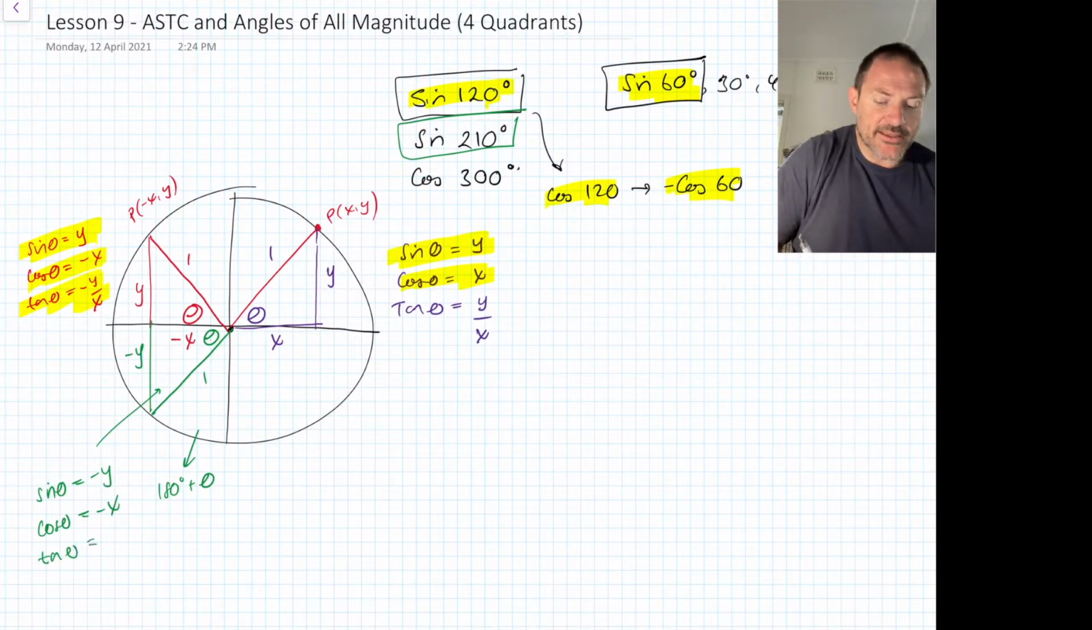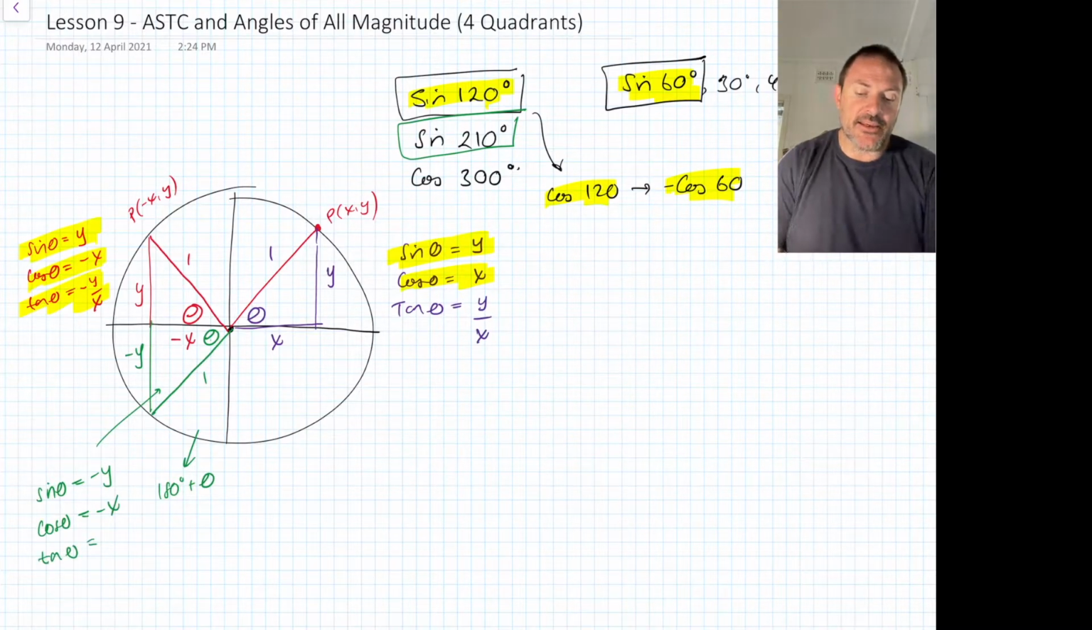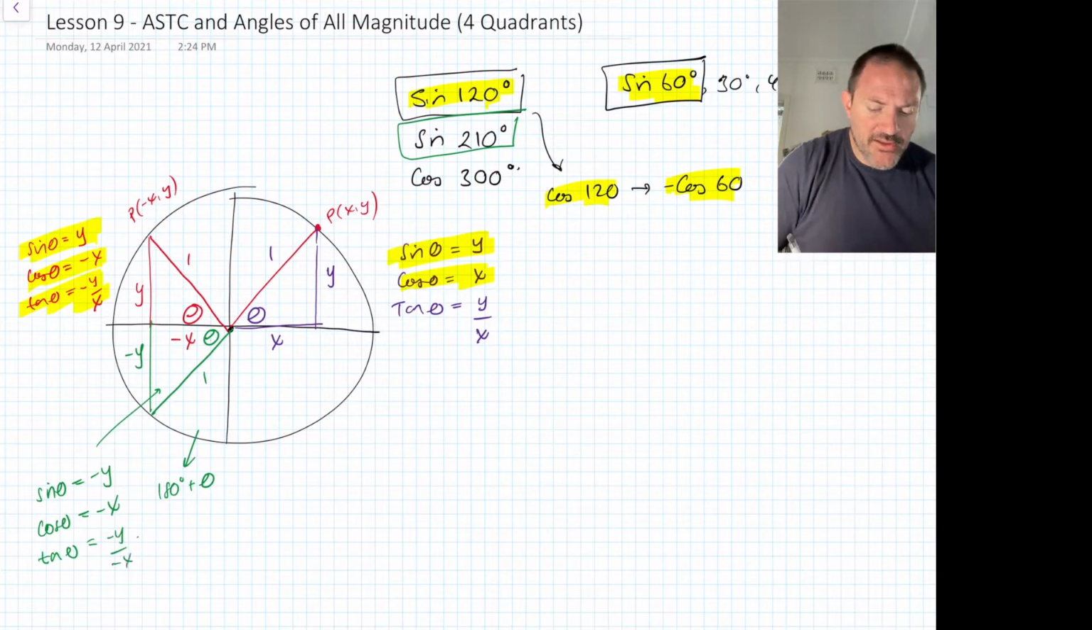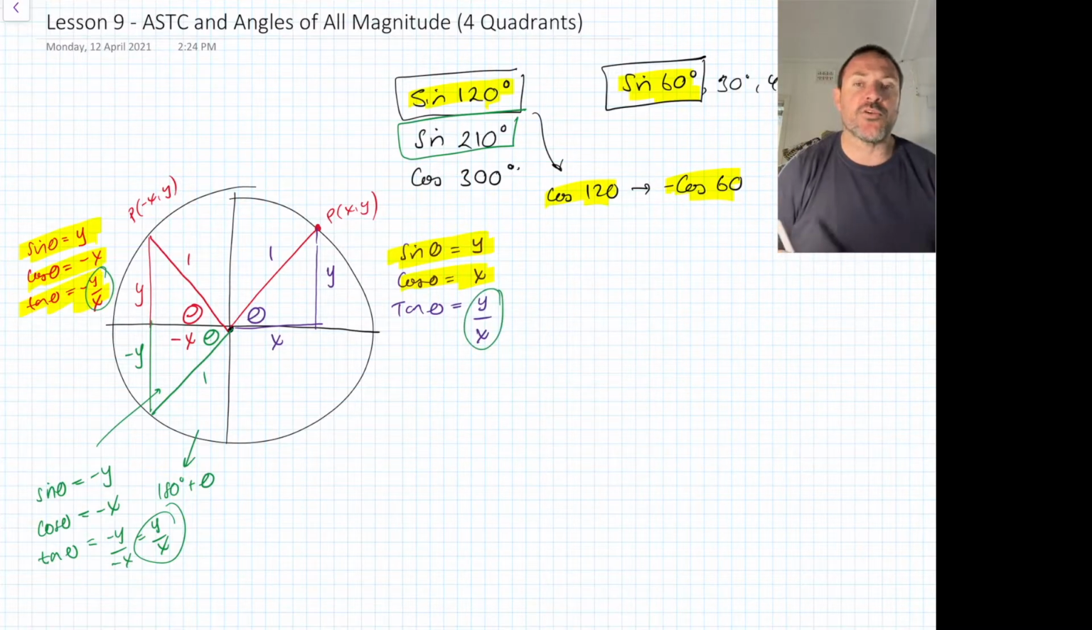And what would tan theta be? Well, tan theta would be negative y over negative x. What happens when we've got two negatives? Negative y over negative x, well, they become positive y over x. And again, what you're going to see is that for tan theta, it's going to be the same number as all the other three quadrants, except now in that third quadrant, your tan theta will be positive.